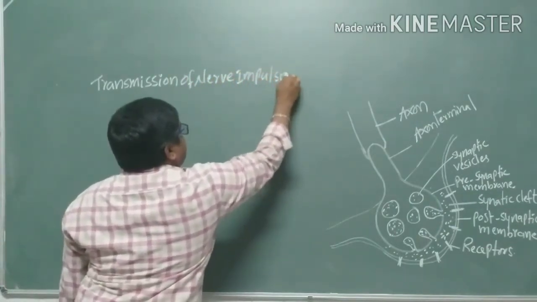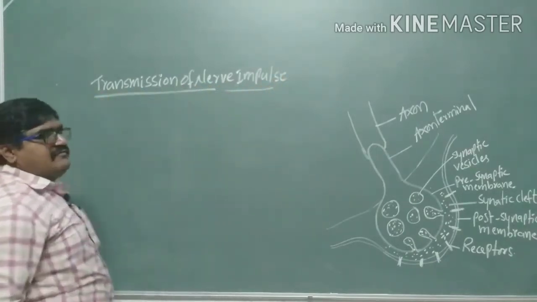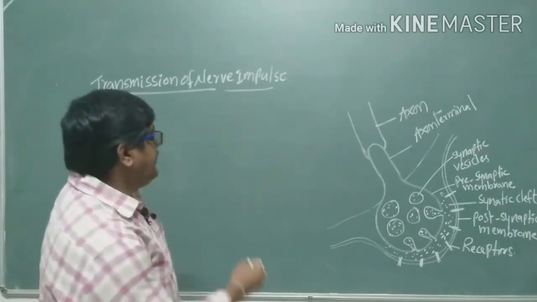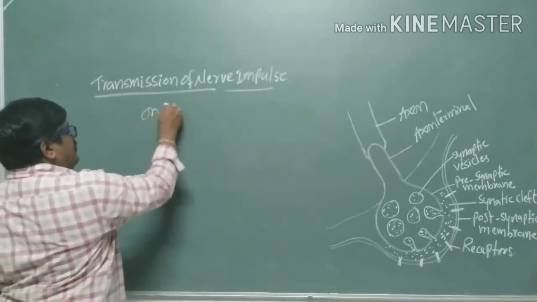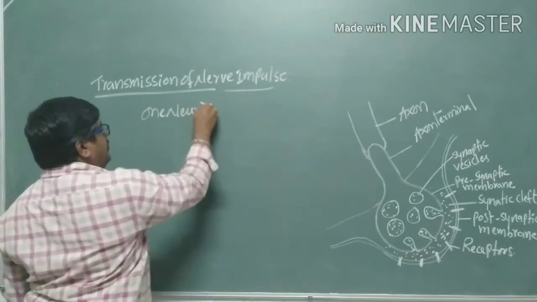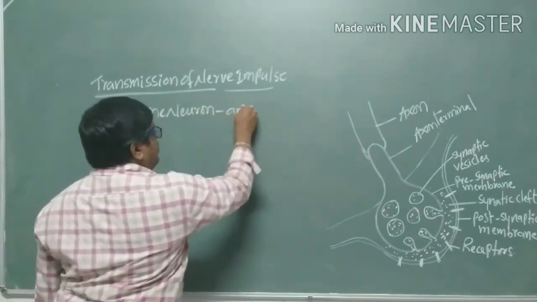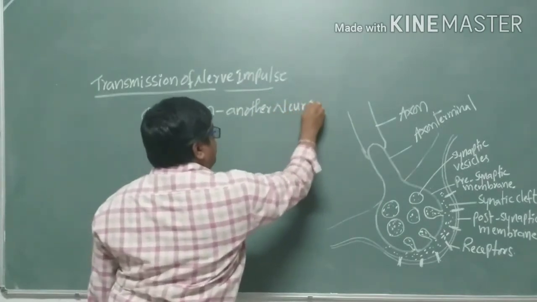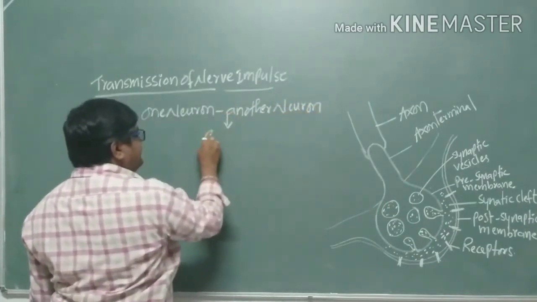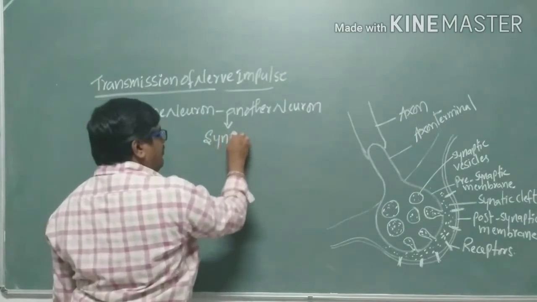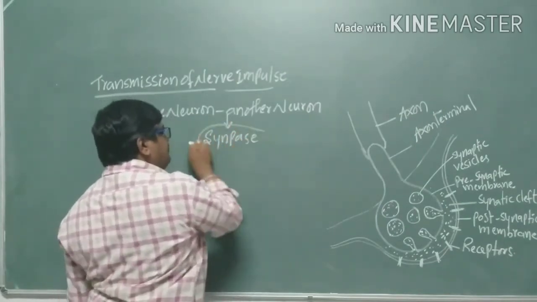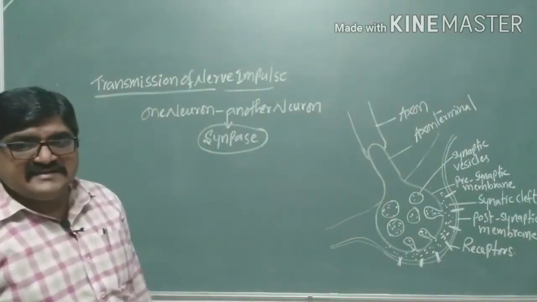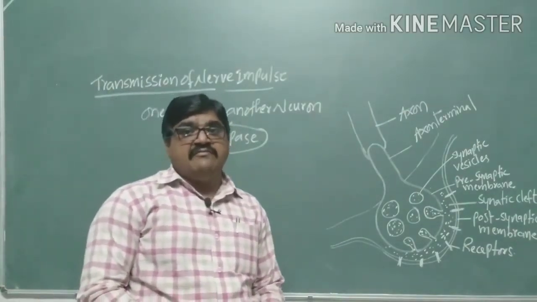So here, how the transmission of a nerve impulse takes place from one neuron to another neuron in the form of a synapse. Through the synapse process, the transmission of a nerve impulse takes place.